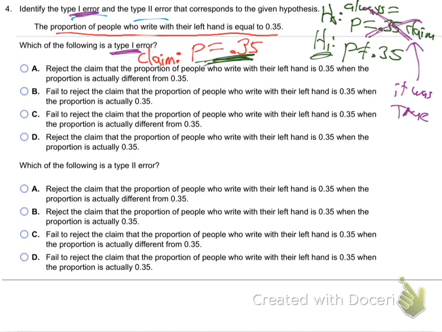So what would that mean about real life and the proportion of people who write with their left hand? Well, that would mean that this is really true. The proportion of people who write with their left hand really does equal 0.35, but we rejected it. We rejected the claim that the proportion of people is 0.35 when the proportion actually is 0.35. You think, what about this one? Reject the claim. But they said actually different from 0.35. No, it's not different. It actually is 0.35. That's D.